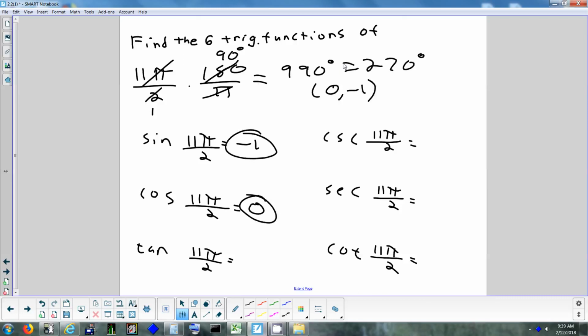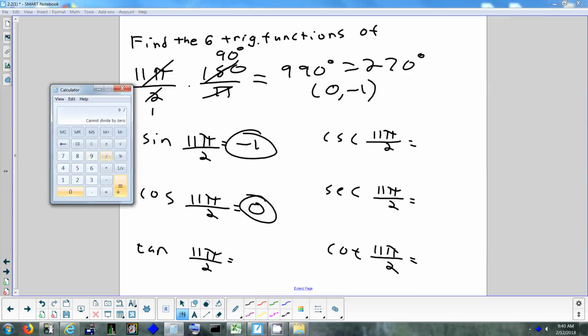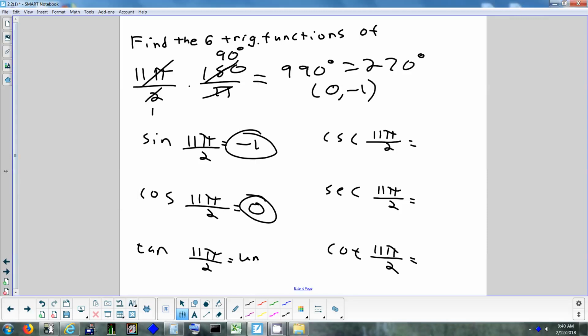When 0's on the bottom, what do you get? Anytime you try to divide any number by 0. Sam, can you help Ro? What do you get when you divide by 0? Undefined. Okay, some calculators do it a little differently, but if you try to divide by 0, this one just says cannot divide by 0. You can't do it. So we just say undefined.